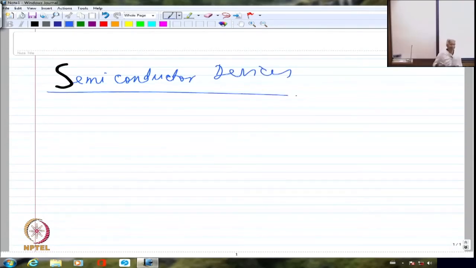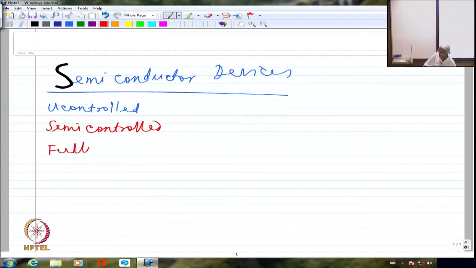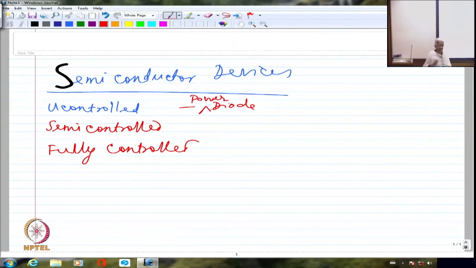Okay, so we are going to start on devices. We will have three different kinds of devices to discuss in this particular course: uncontrolled devices, semi-controlled devices, and fully controlled devices. As far as the uncontrolled device is concerned, as I told you, the major device that we are going to discuss is the diode. And we always add power as a prefix. So it will be a power diode that we will discuss briefly, because you know about diodes. There is hardly any difference between the two. So we'll only highlight the differences, and if the operating condition is somewhat different, I'll highlight that too.